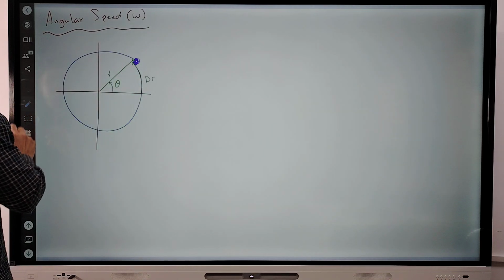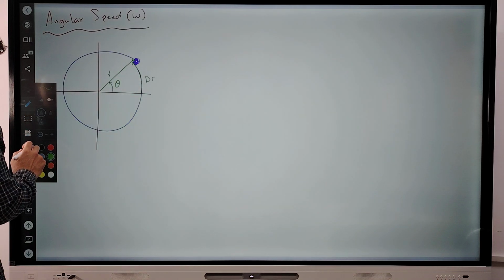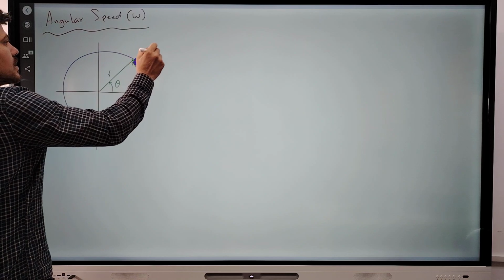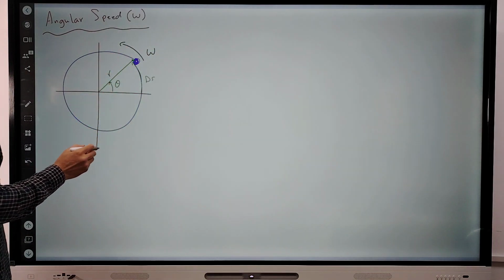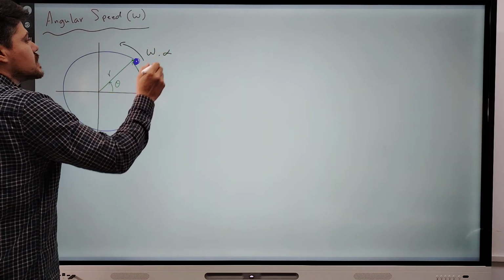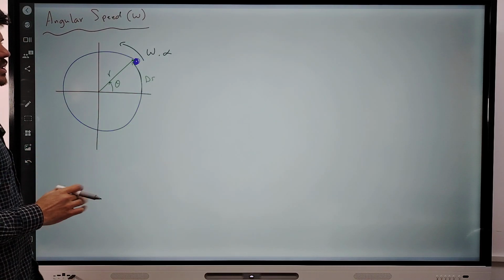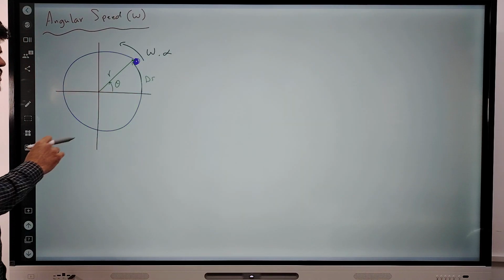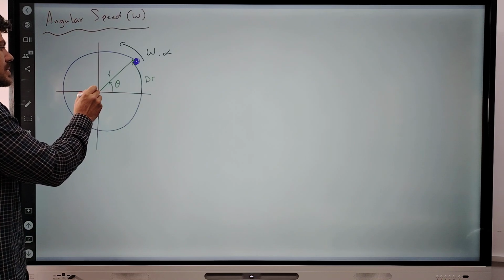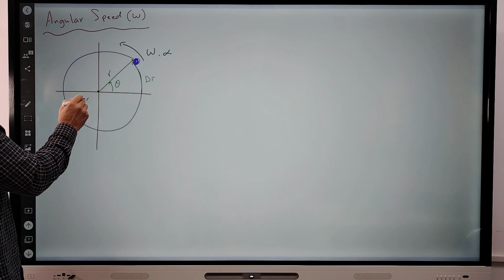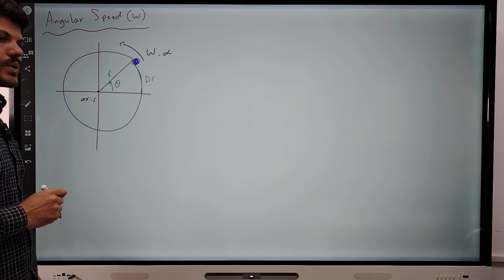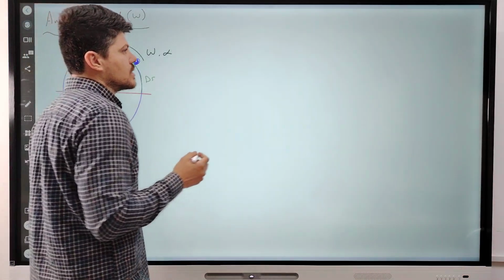So when this object is rotating or moving in a circular path, this object has angular speed, and maybe has angular acceleration. So this is the rotating of an object around an axis. This is the axis of rotating, or axis of rotation.